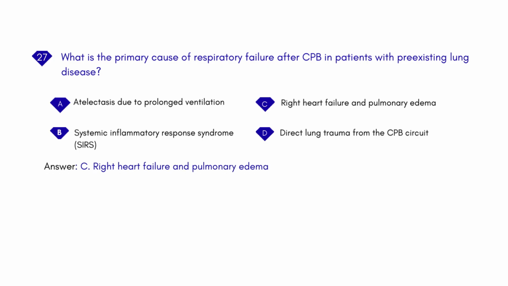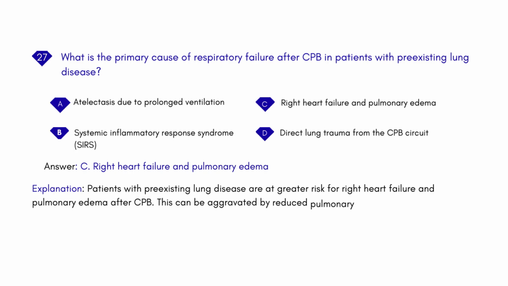Answer: C. Right heart failure and pulmonary edema. Explanation: patients with pre-existing lung disease are at greater risk for right heart failure and pulmonary edema after CPB. This can be aggravated by reduced pulmonary blood flow and fluid overload during surgery.